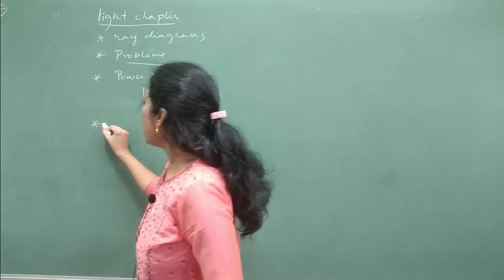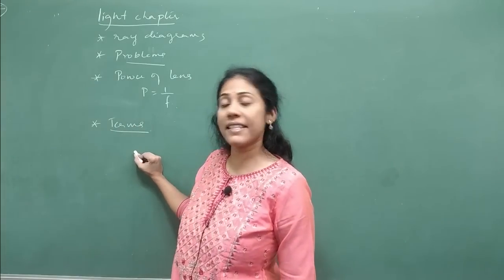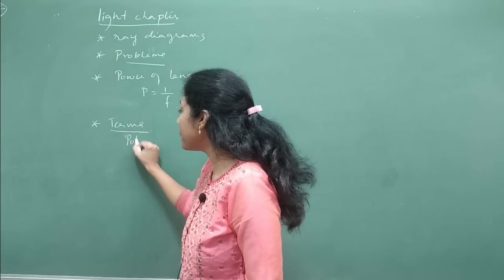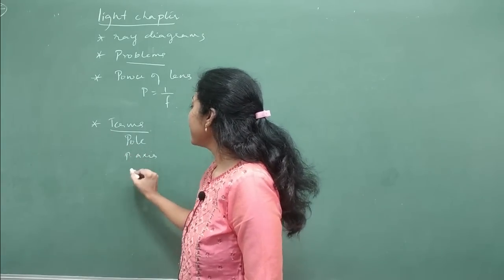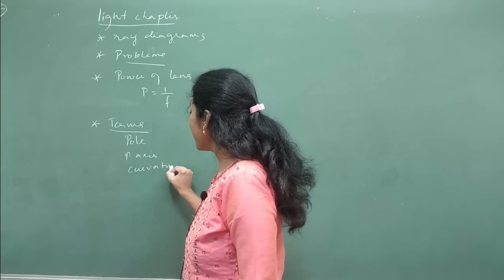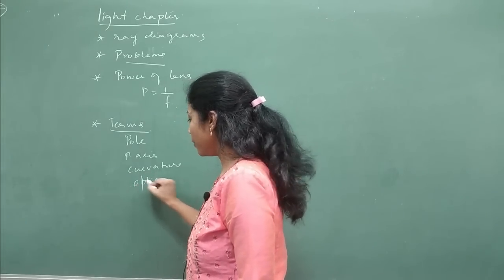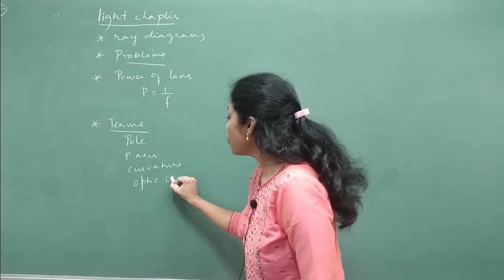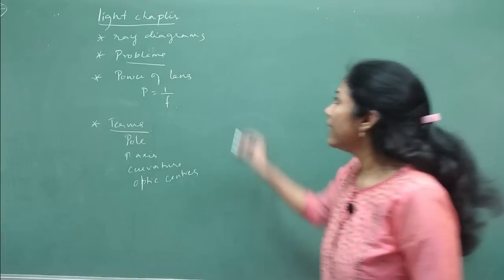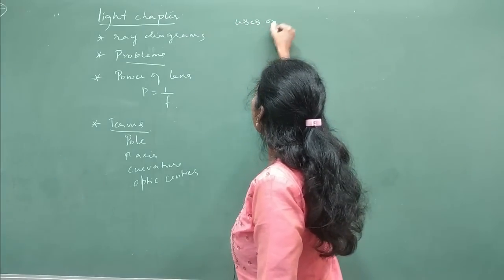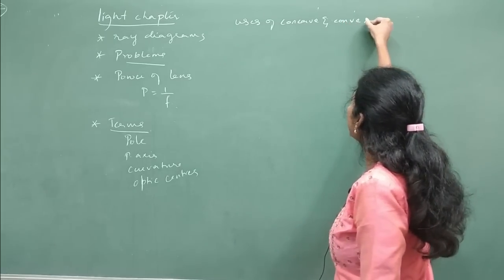The next topic that you should concentrate on is the meaning of different terms, guys. In the case of mirrors as well as lenses, you studied so many terms like pole, then principal axis, focus point, curvature, and then you have optic center. You will observe that in lenses, right? So all these various terms and their meanings, definitely you have to focus on. And then uses of concave and convex lenses is very, very important.